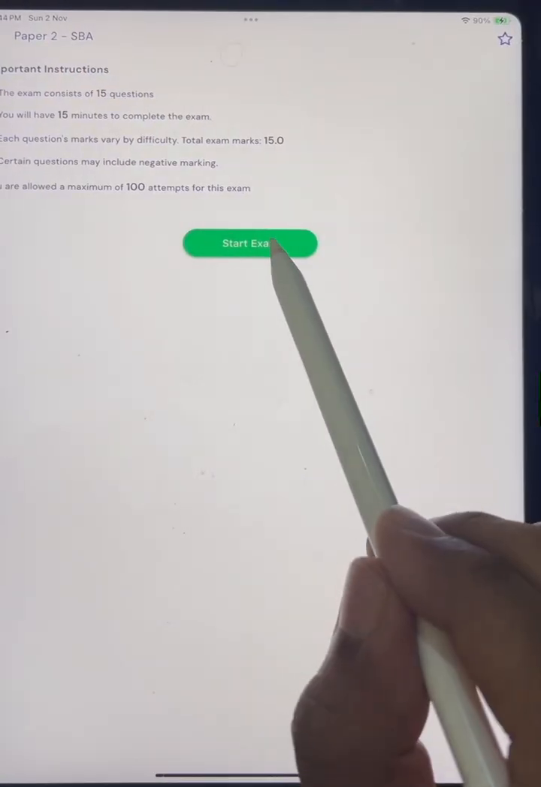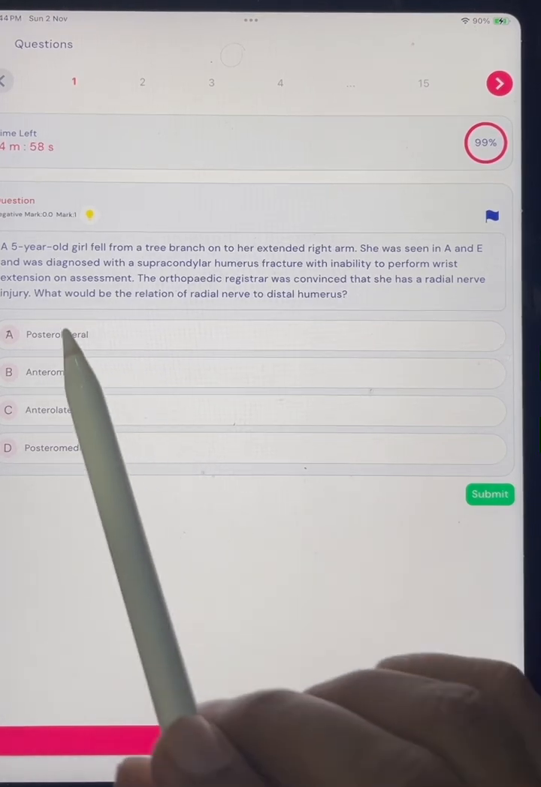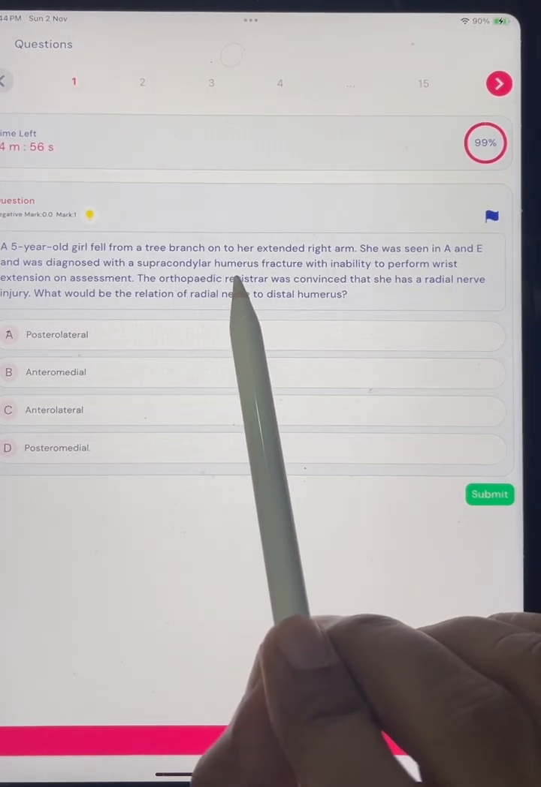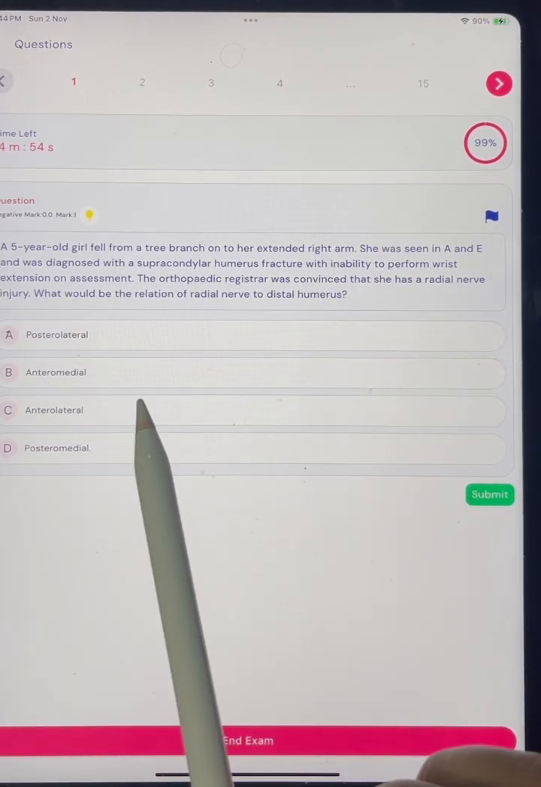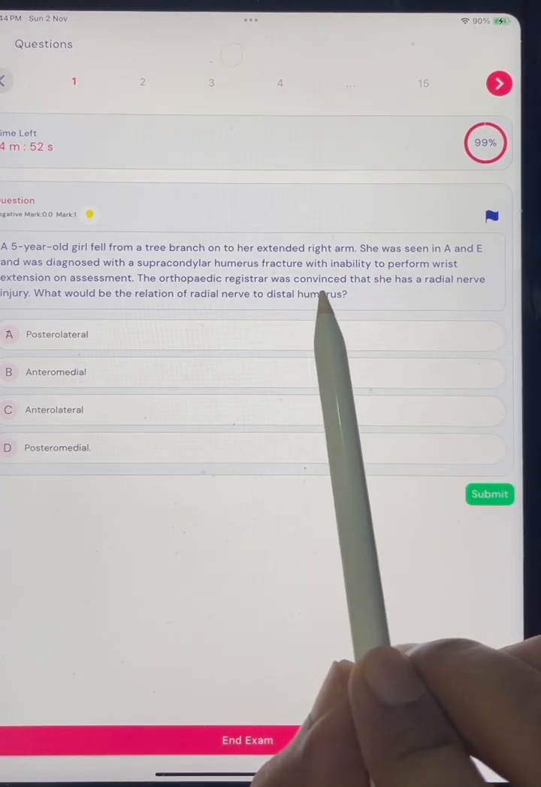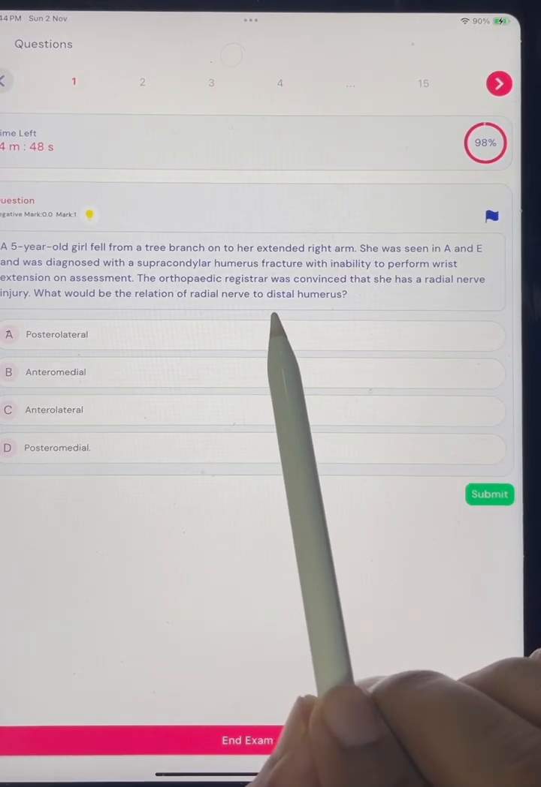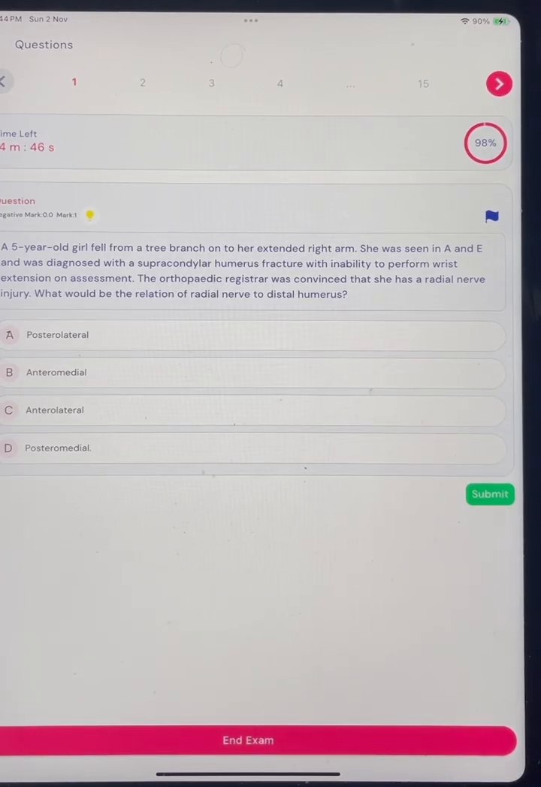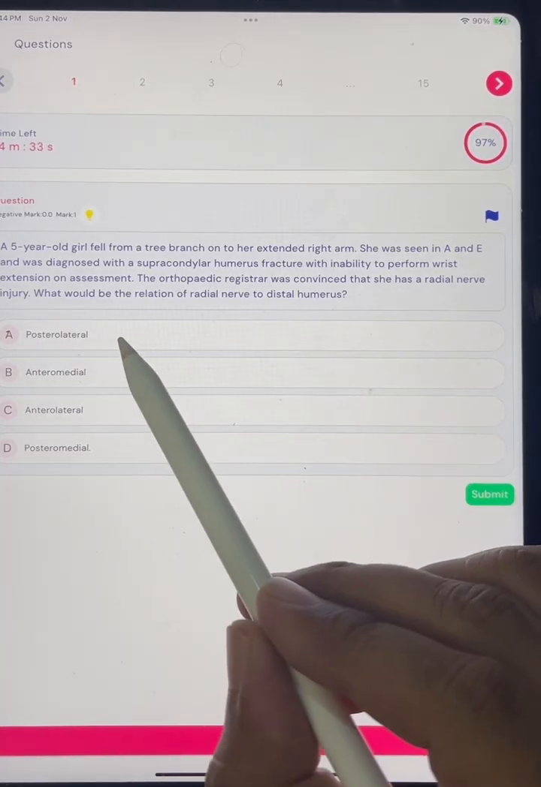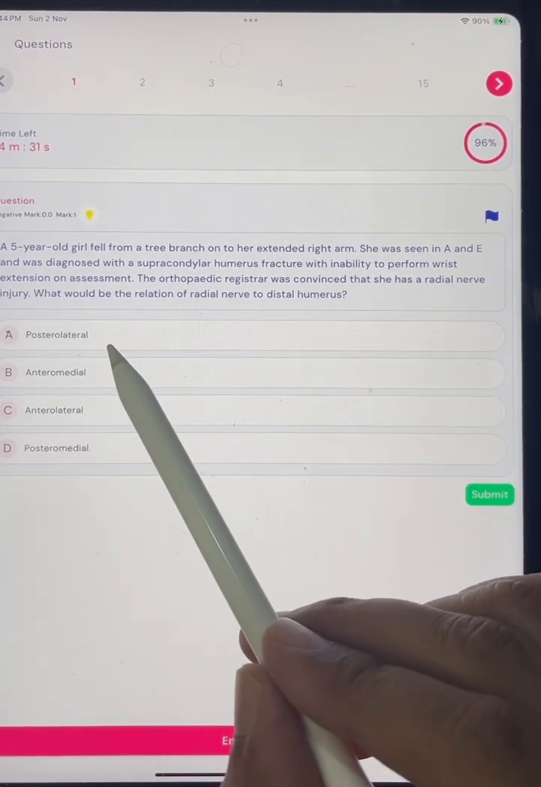Next examination, 15 questions. A 5-year-old girl fell from a tree branch on her extended arm. She is seen in A&E and diagnosed with a supracondylar humerus fracture with inability to perform wrist extension. The orthopedic registrar was convinced that she has a radial nerve injury. What would be the relation of the radial nerve to the distal humerus? This is the distal humerus. Here it is posterolateral.